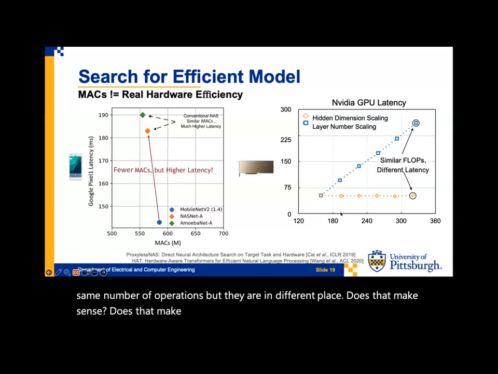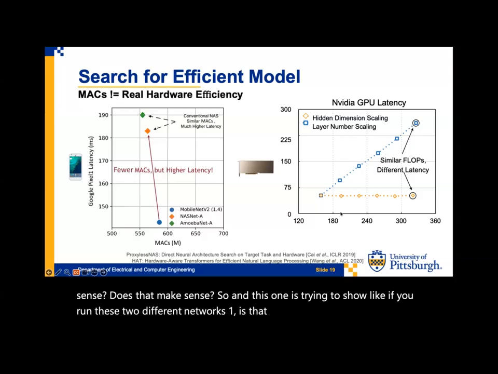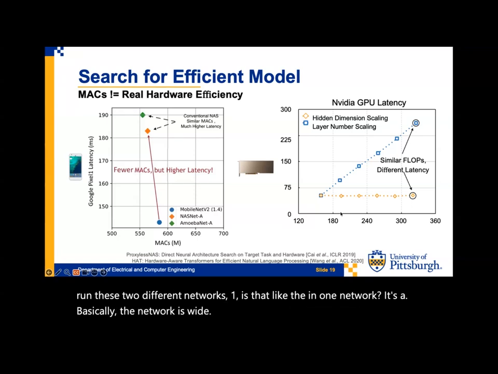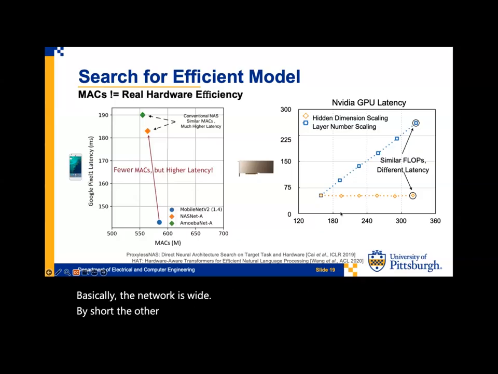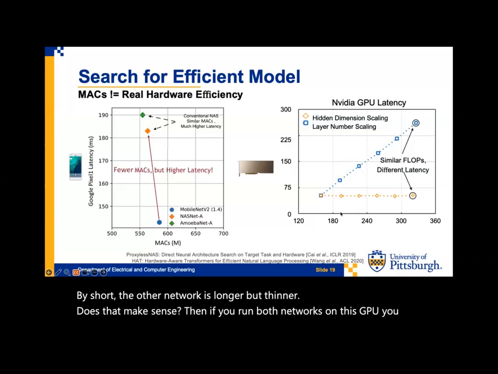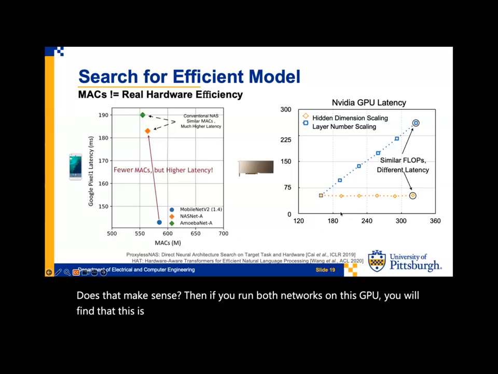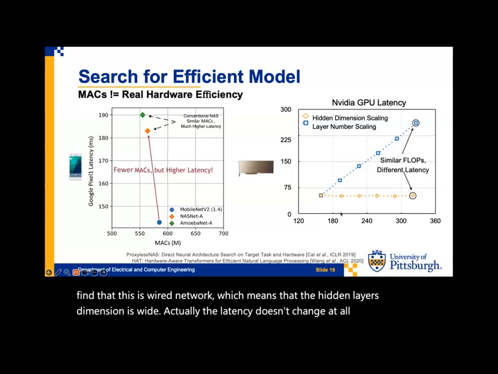So this one is trying to show, if you run these two different networks, one network is wide but short. The other network is longer but thinner. Does that make sense? Then, if you run both networks on this GPU, you will find that this wider network, which means that the hidden layer's dimension is wide, actually the latency doesn't change at all when you are increasing the number of MACs.